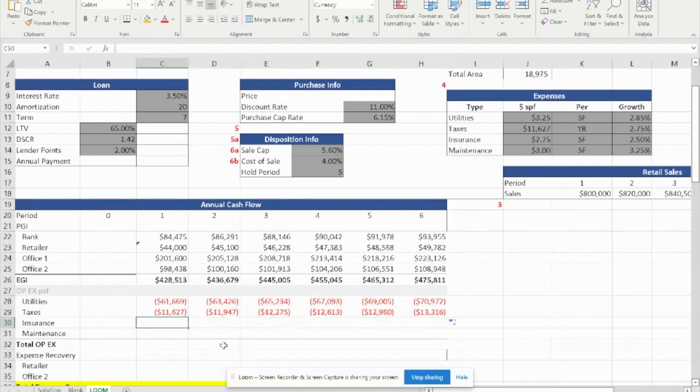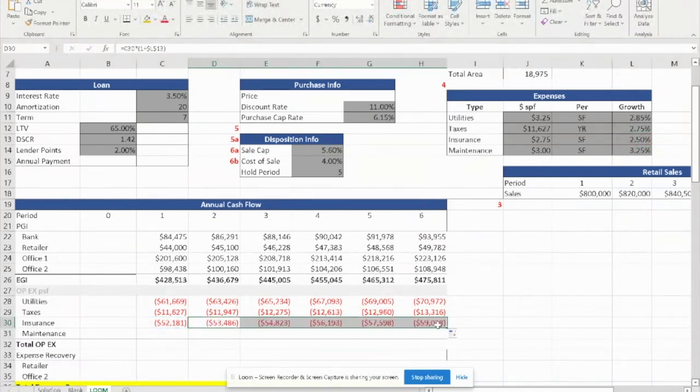For insurance, we're going to do the same thing we did for utilities. It's going to be equal negative the total area times the insurance price per square feet, which is $2.75, and you should have negative $52,000. It is growing at 2.5%. We're going to use the same growth rate formula: previous year times open paren 1 plus the growth rate of 2.5%. Anchor the growth rate, and we're going to drag it across to get to year 6 at negative $59,000.